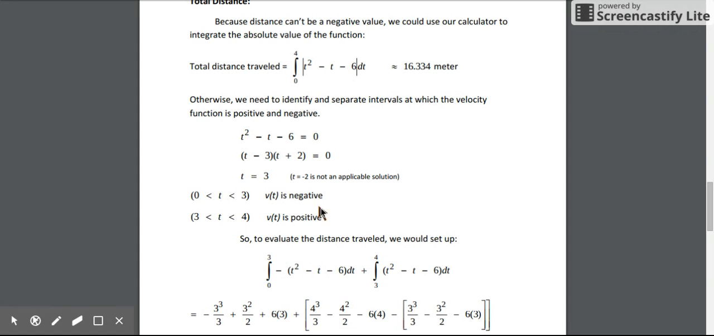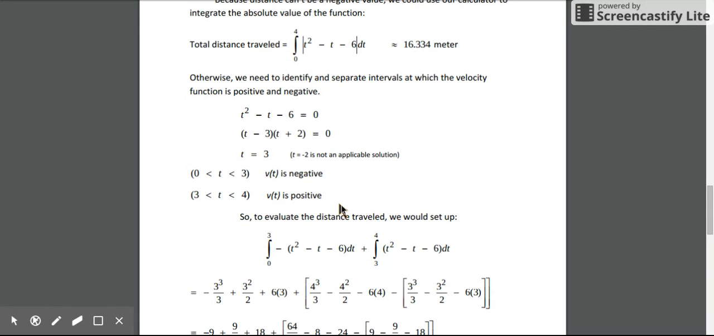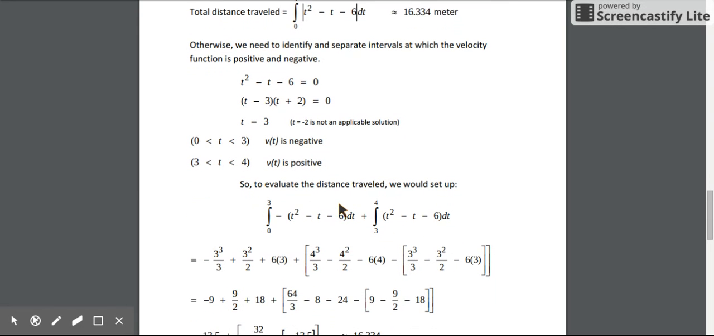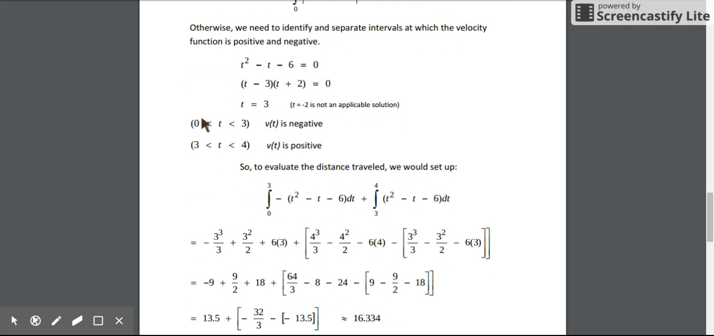So now we know how to set up our intervals with our integrals and make sure that we make this negative integral from 0 to 3 positive. So we're just going to make it the opposite. We know it's a negative, so we're going to make it the opposite of that. So on the interval from 0 to 3, we're going to take the opposite of our velocity function. And then we're going to evaluate our integral on the interval from 3 to 4 just normally, because that's going to give us a positive value.